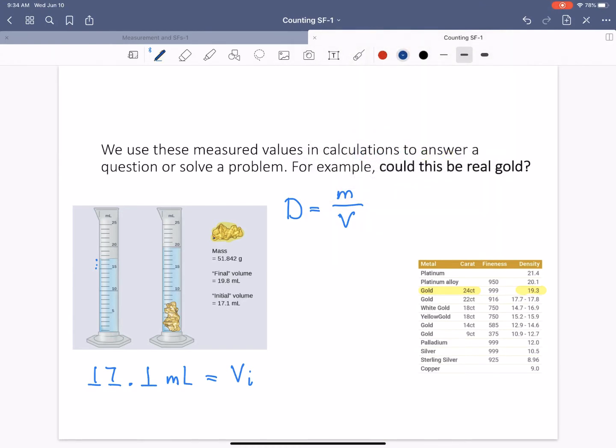And then once the gold, or the chunk of whatever this is, is put in there, it pushes out the water. And so whatever volume this has is how much water is being pushed. And so I see my meniscus there. To me, it looks like it's not quite to 20. It's 19. It's just a little bit less than 20. So maybe my final volume, once the gold is added, is 19.8 milliliters.